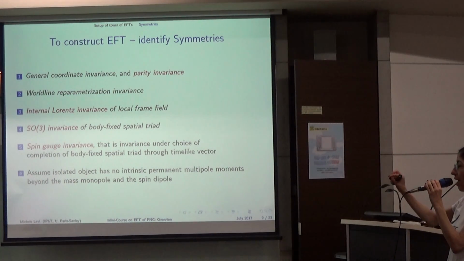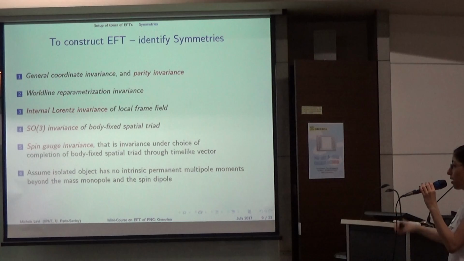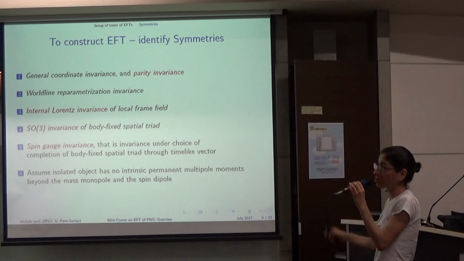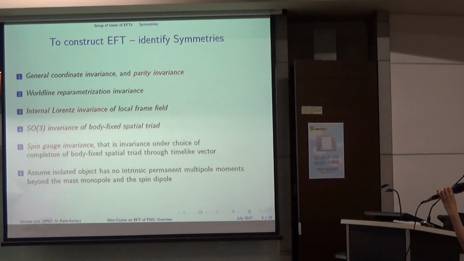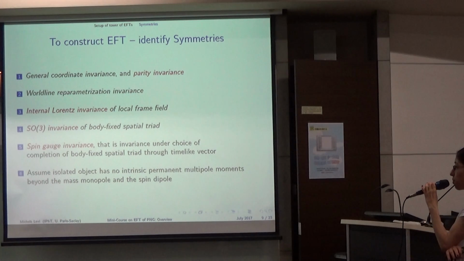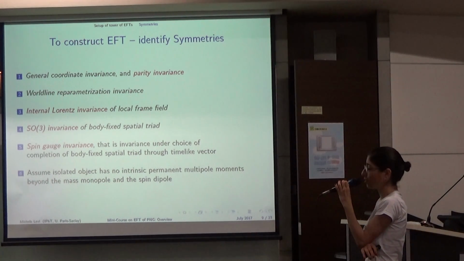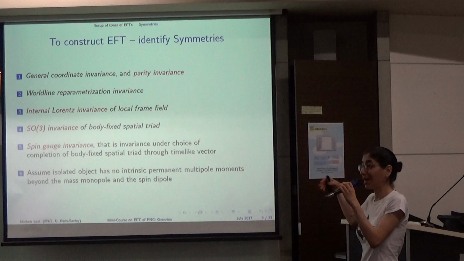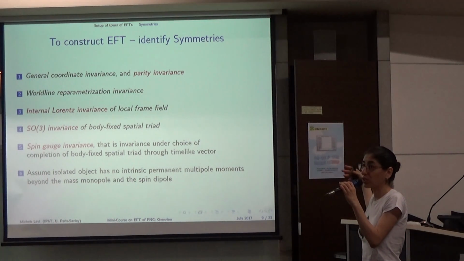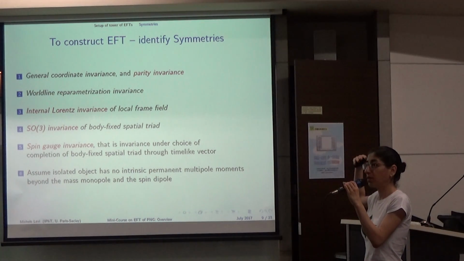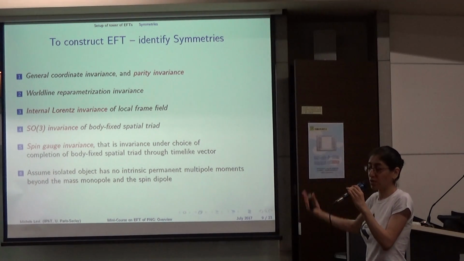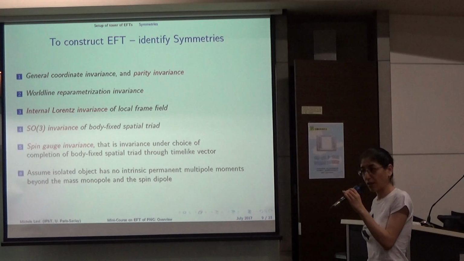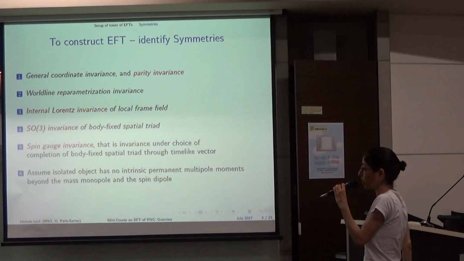We can boost this vector, and this will correspond to different choices of center of the spin. The last assumption that we made is that the isolated object has no intrinsic permanent multipole moments beyond the mass and the spin, so that when we analyze the non-minimal coupling part of the action, we would only have in mind what is induced from having the spin. The quadrupole that is induced by spin, the hexadecapole that is induced by spin, and so on.